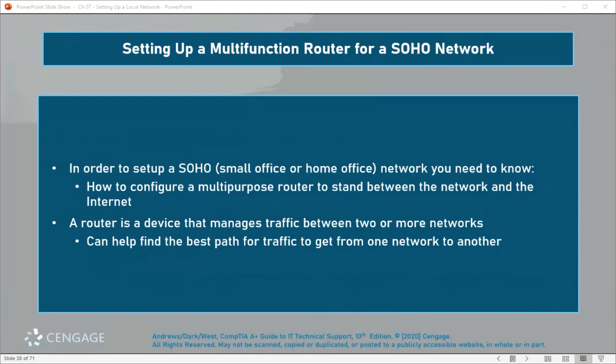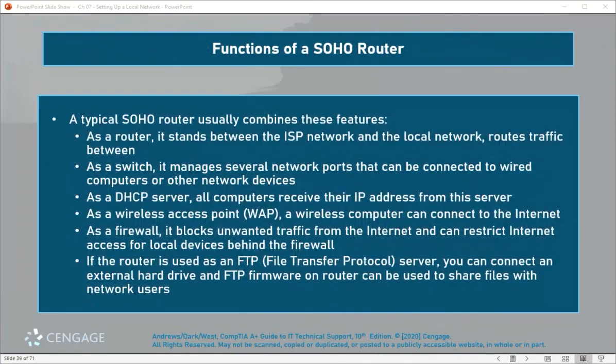Okay? So a SOHO router is going to combine the functions of a router, a switch, a DHCP server, a wireless access point, a firewall, or possibly an FTP server. So all of these various components we talked about before may be incorporated into this multifunction. So the router allows us to move traffic between internal and external networks. The switch allows us to deal with traffic that's local. DHCP server allows us to automatically assign IP addresses to the correct requesting device. Wireless access point allows us to connect wireless as well as wired devices.